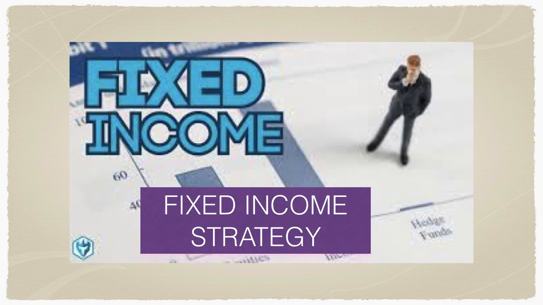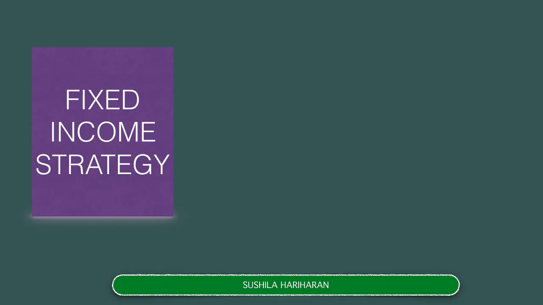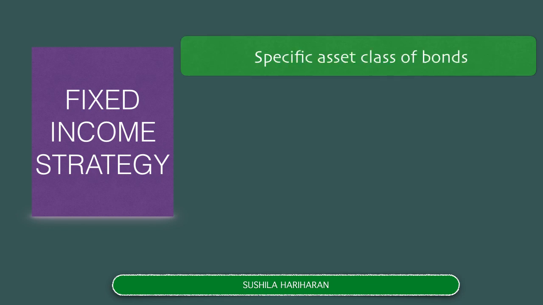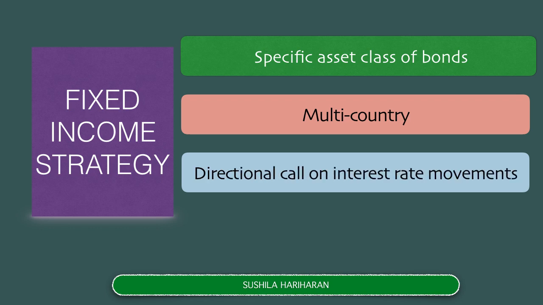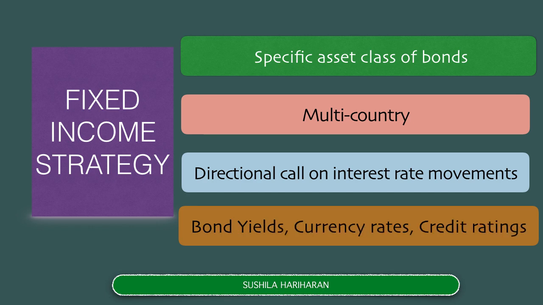Some hedge funds adopt fixed income strategies. They're not participating in the equity markets at all, but are focused on fixed income strategies. They look at specific asset classes of bonds, making investments in investment grade bonds, speculative grade bonds, and sometimes even in junk bonds. These bonds could be across different countries, like Japanese government bonds, JGBs, or samurai bonds, Japanese corporate bonds. These could be Yankee bonds, and so on. Or sometimes even matador bonds traded in Spain. This investing in bonds or trading on bonds implies a directional call on interest rate movements, and therefore, bond yields, currency rates, and credit ratings are all important aspects of understanding the fixed income strategy.